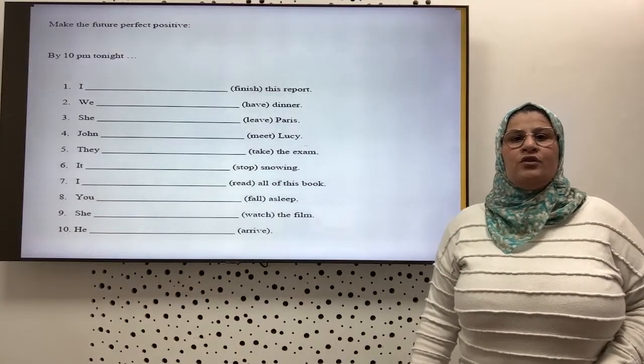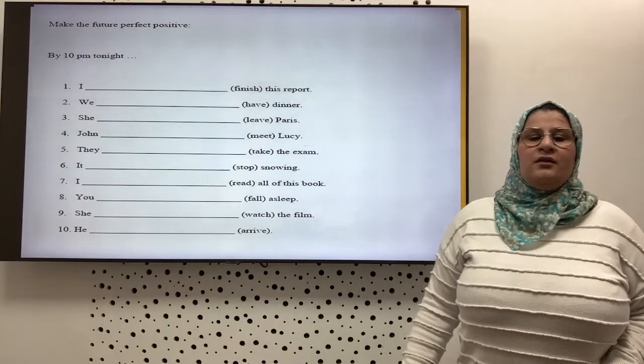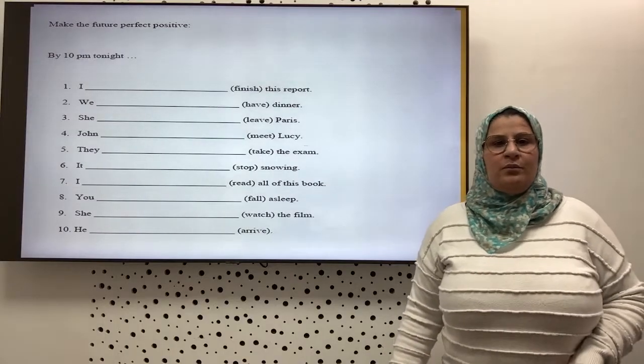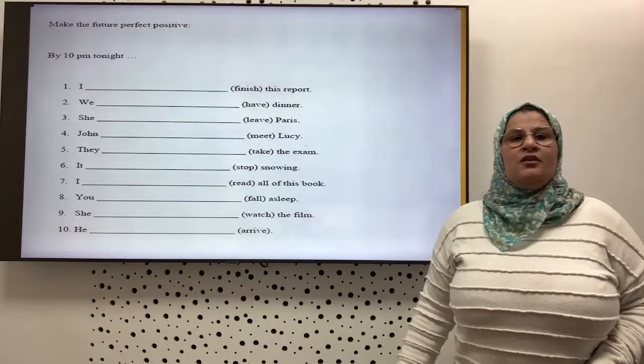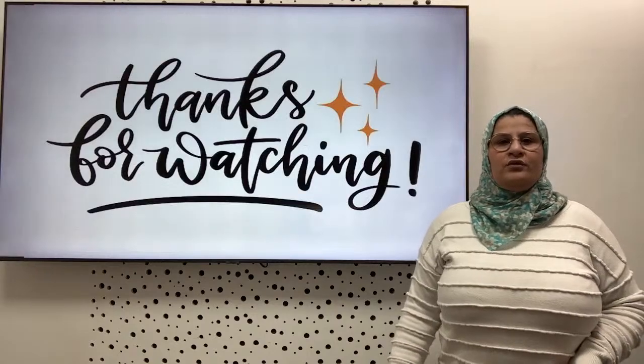I will have read all of these books, and they will have fallen asleep. Number 9, she will have watched the film by 10 p.m., and by 10 p.m. tonight he will have arrived.